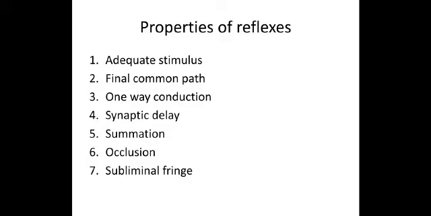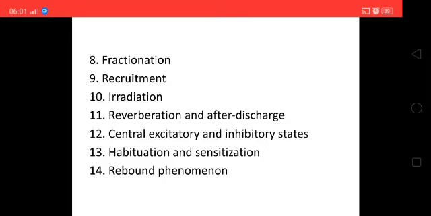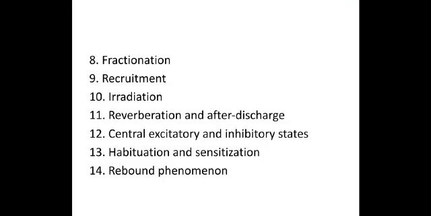For any reflex, there has to be an adequate stimulus. The alpha motor neuron is the final common pathway. There has to be one-way conduction, or there has to be a synaptic delay or a central delay. And if two neurons are stimulated together, what will be the response? Or if there is overlapping of neurons, which can result in occlusion. So there can be fractionation when a muscle is stimulated directly.